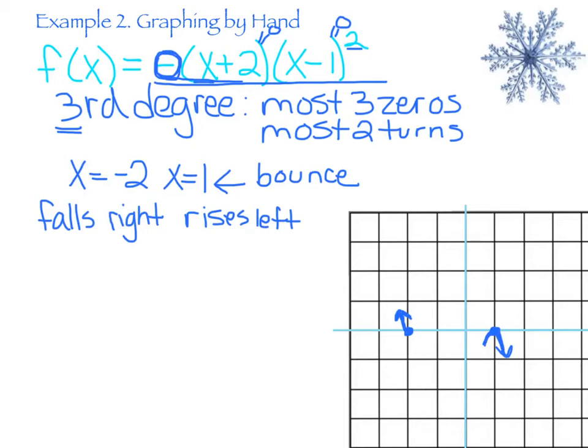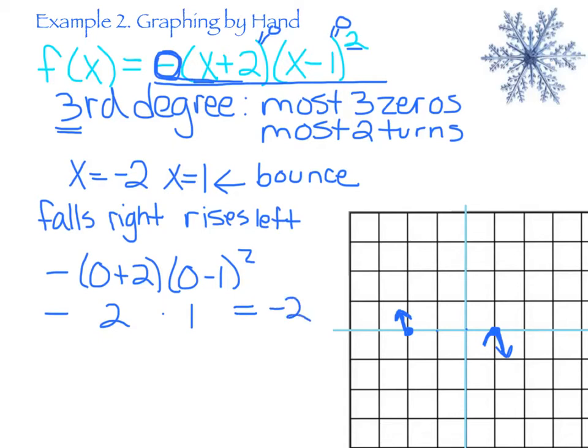And all I have to do for that now is plug in x values to figure out what the y values are. So we'll just make a table for the rest. We're just going to go with 0 and -1. If x is 0, then we have -0 plus 2 times 0 minus 1 all squared. Gives me -2 times -1 squared is 1, so -2. So right there.